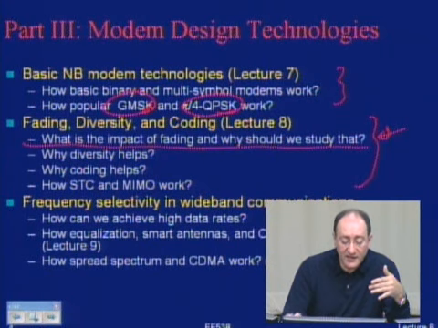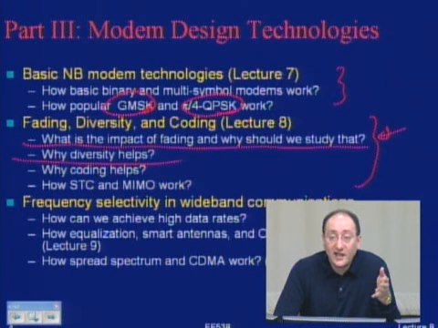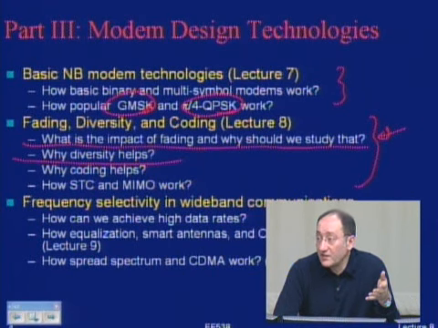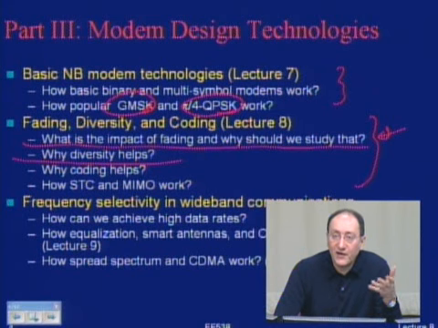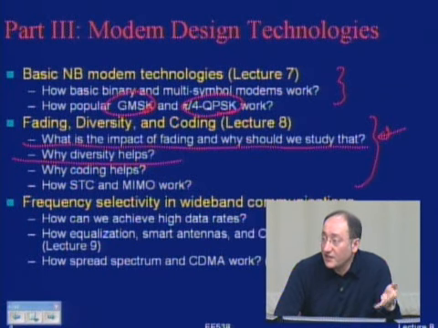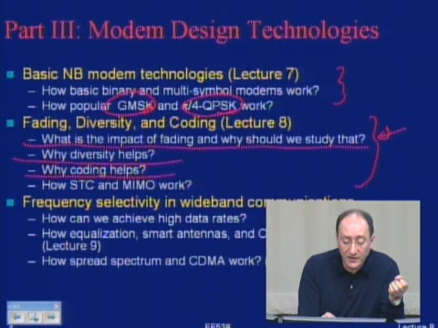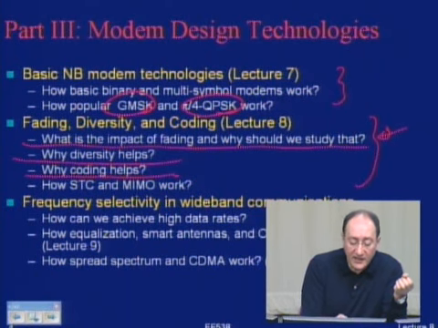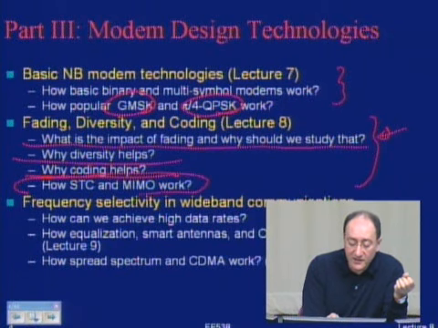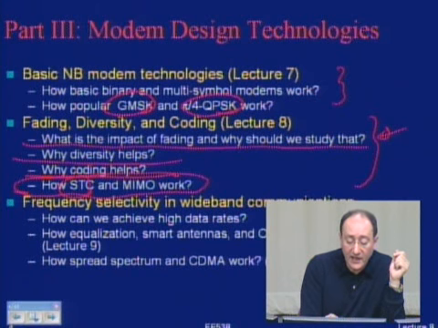The second part is that I will start telling you a little bit about diversity and why it is important for fading channels. Indeed, the only remedy to fight fading is diversity, and I will show you why. And then I will talk about the effectiveness of coding, why coding is more effective in fading channels. And then at the end, I will talk about the latest interesting areas in here, which are space-time coding and MIMO. And I will tell you how they work.